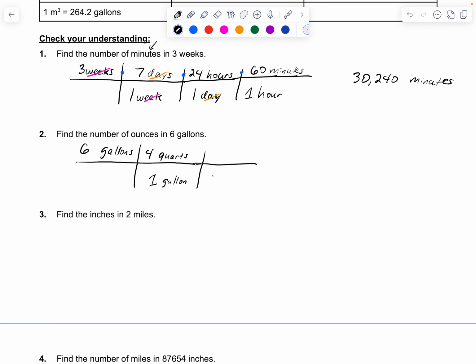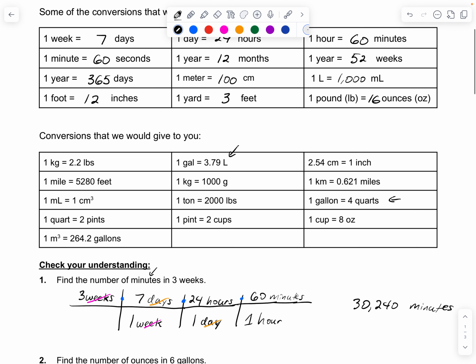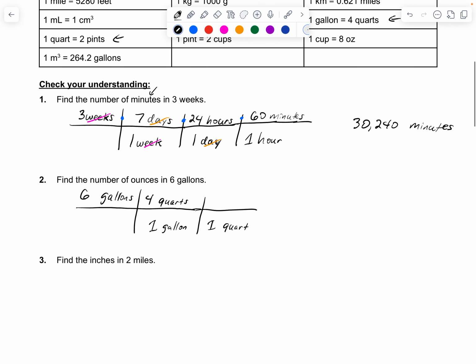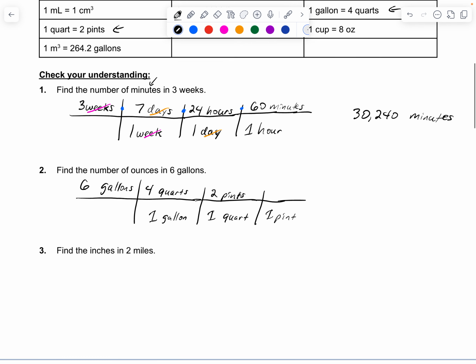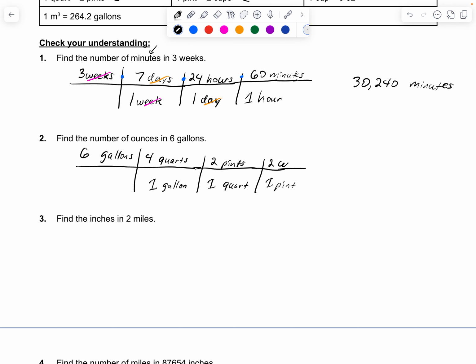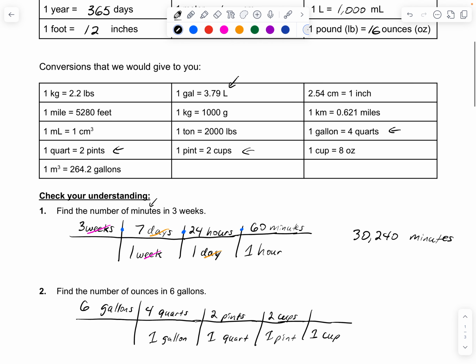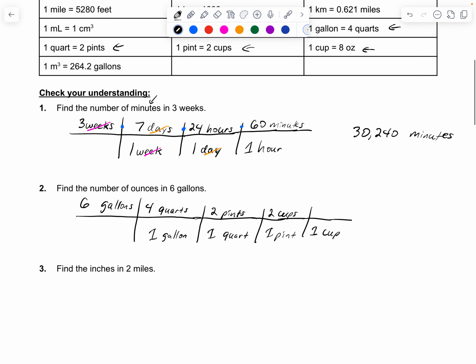Now I'm trying to get rid of quarts. So going back to my conversion table, when I look for the next one, 1 quart is the same as 2 pints. I'm going to try to get rid of pints, and I see 1 pint is the same as 2 cups. I'm trying to get rid of cups so I can get to ounces, and 1 cup is the same as 8 ounces.